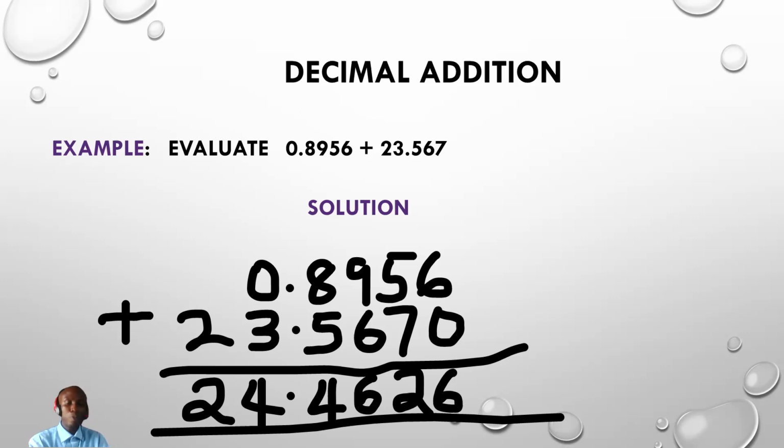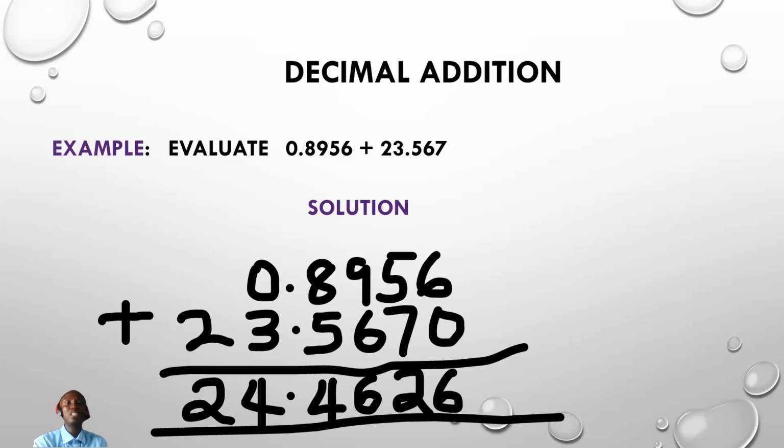So the right way to name this number is 0.8956 plus 23.567, not 23.556. Don't say 23.556. If you do that, you're wrong. The right way to name this number is 23.567. Okay, let's move on to the addition aspect of these decimals.